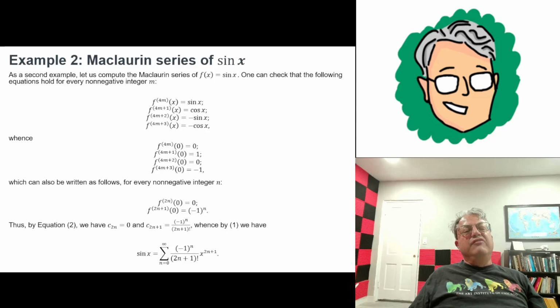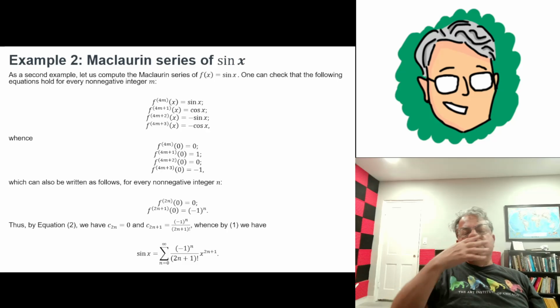You can say that f^(4m), I'm calling it m now. So the 4mth derivative of sine x is always sine x. And the 4m plus first derivative is cosine x. The 4m plus second derivative is minus sine x. And the 4m plus third derivative is minus cosine x. But we want to evaluate these things at x equals 0.